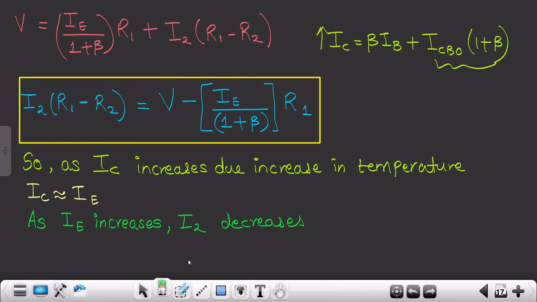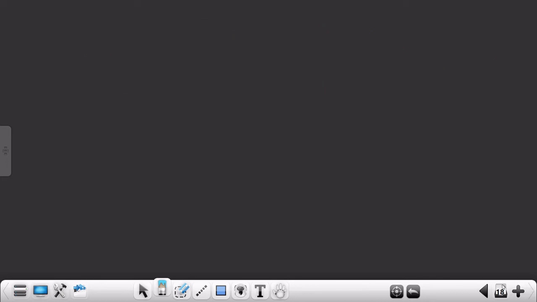So as I2 is decreasing, your VB also decreases. As I2 decreases, VB also decreases, right? And we all know that VBE, that means voltage between base and emitter terminal, can be written as VBE is equivalent to VB minus VE. Great. Now as you can see over here, VE can also be written as IE into RE.